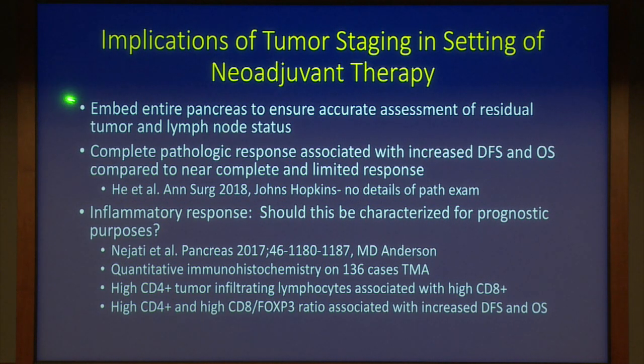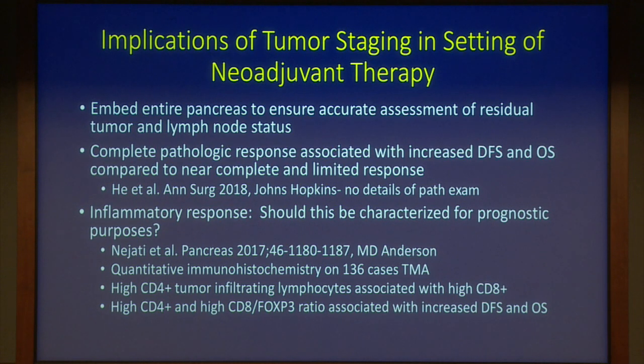So in fact, we have to embed the entire pancreas if there's no mass seen in order to ensure an accurate assessment of residual tumor and lymph node status. A couple of studies show this is meaningful. One from Hopkins, that a complete pathologic response, meaning there was no tumor found, was associated with an increased disease-free and overall survival compared to near complete and limited response.